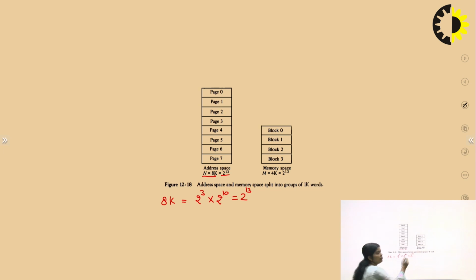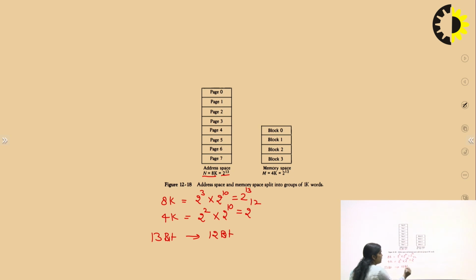And in the memory space you can see here that it is 4K. 4K is 2 to the power 2 and this is 2 to the power 10, so you can simply write it as 12. Now you can see that the virtual address is 13 bit and the physical address is 12 bit.